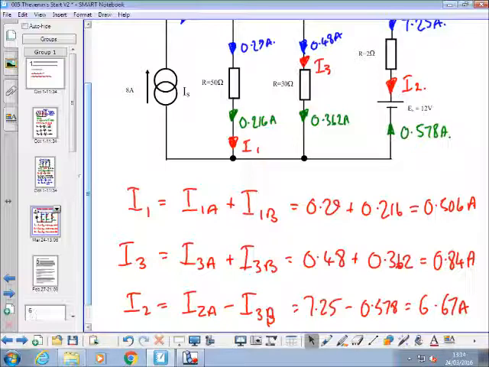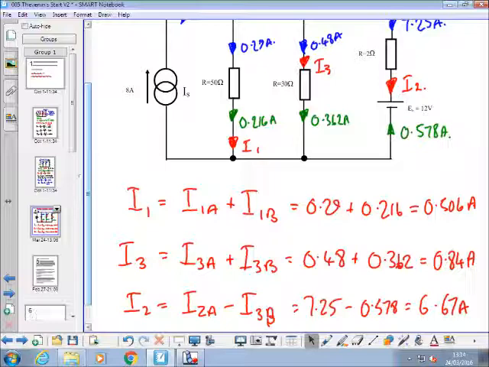And if you're interested in voltages, you'd find the voltages across each component separately and then add them together as well, taking their directions into account. Okay? Are you all happy for me to move on to the next topic? Yeah?